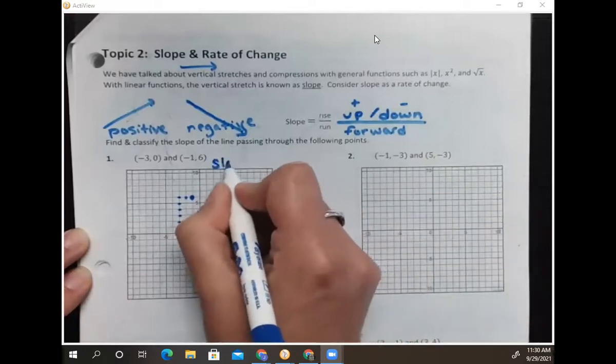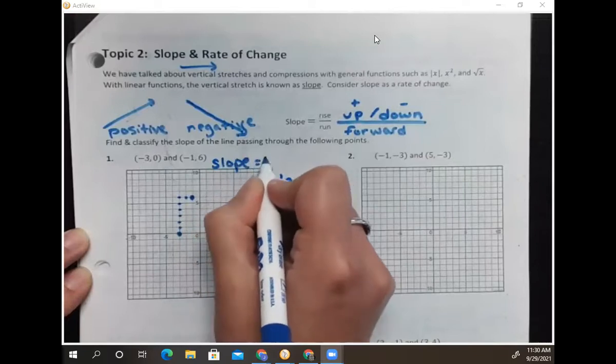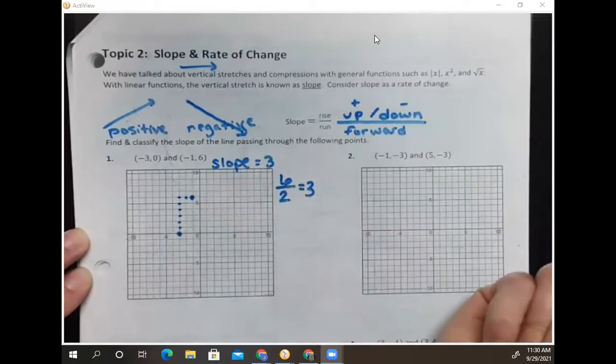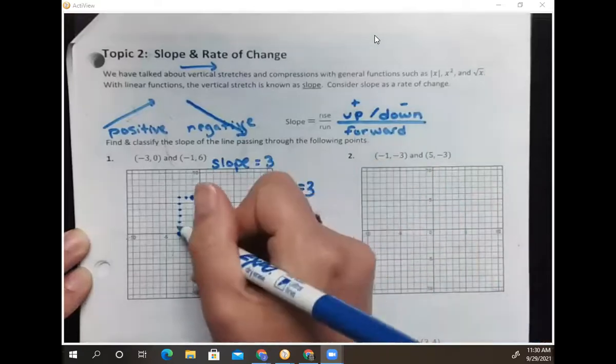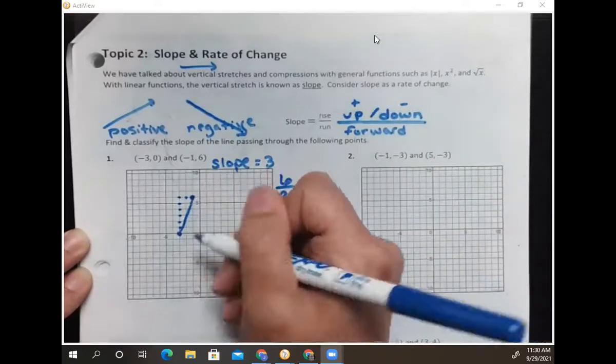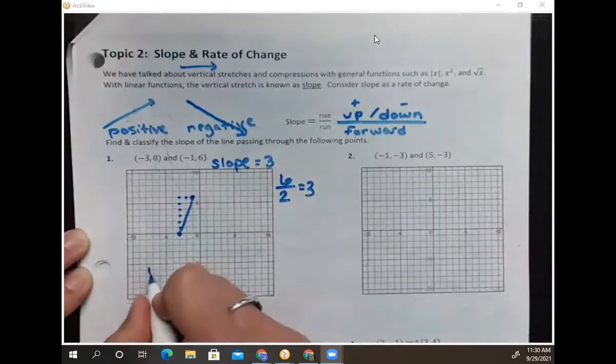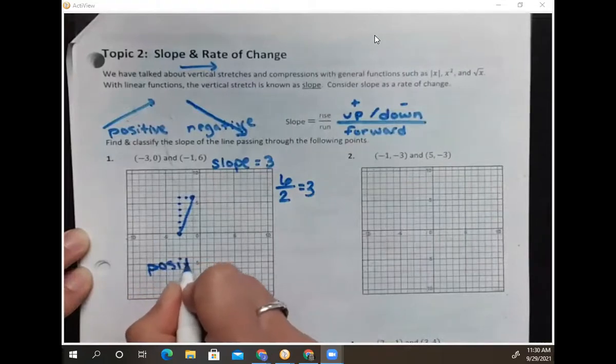So I would say that there's a slope of 3 between these 2 points. And since I'm going up from left to right, this would also be a positive slope.